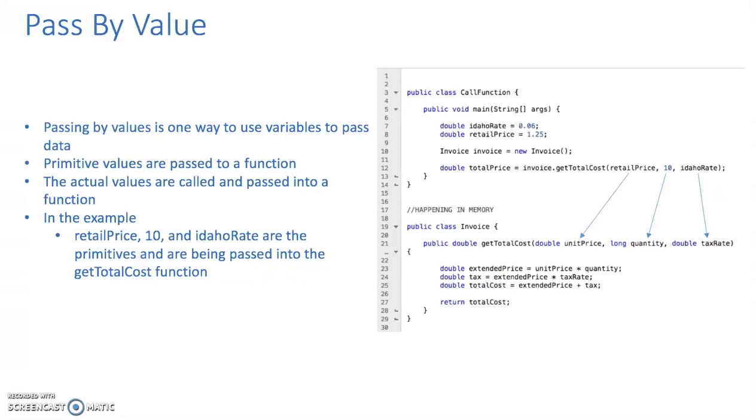This is a use of directly passing data from one function to another by their values. Primitive values being passed to a function is another way to call it. And the actual values are being called and passed into the function. This is a simple way to pass data in and out of functions to return information. The other way is pass by reference, where we're actually referencing a location in the memory. And again, that is covered in another section.